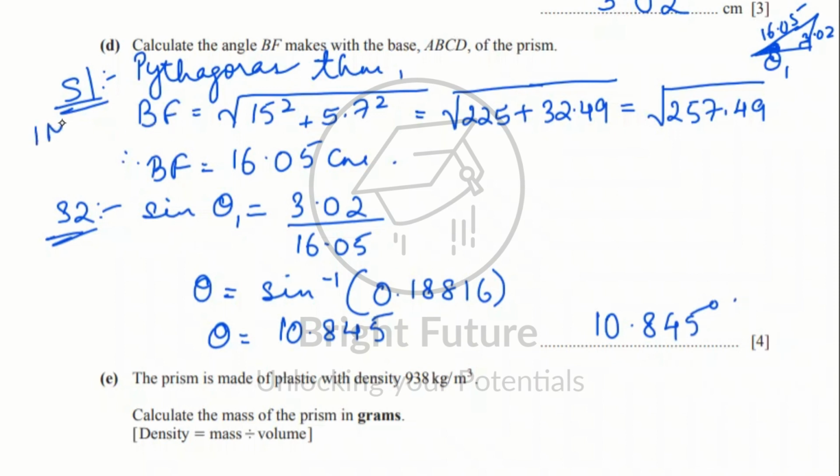1 mark is for the formula, inserting it. 1 mark similar over here. 1 mark is for the total calculations that we are doing over here, and 1 mark is for the final answer.